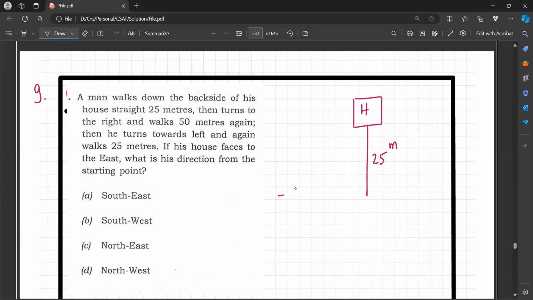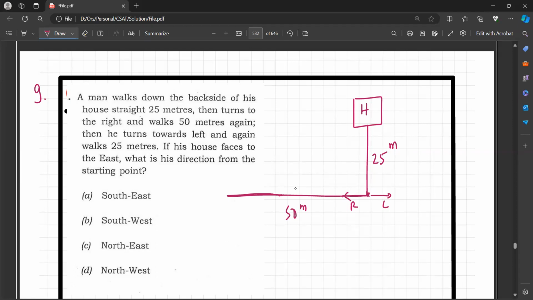You have to be very careful, left and right. Goes 50 meters again. How to know which will be the left and which will be the right? Just position yourself here. You are standing here. This will be your right. This will be your left. Just imagine yourself standing there. Which will be your right and which will be your left? As simple as it is.